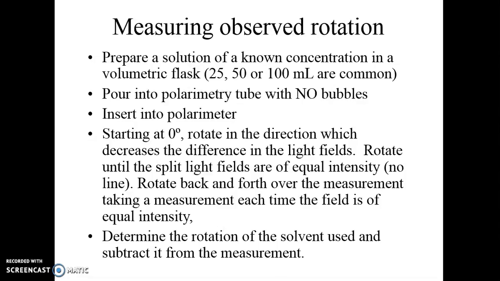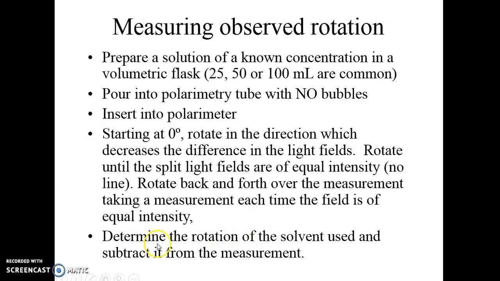What you have to do is rotate the polarimeter filter until you find the point at which you get the same intensity of light on either side, and you rotate back and forth and make sure. It's very hard to get a precise measurement there, but it just takes a little patience.